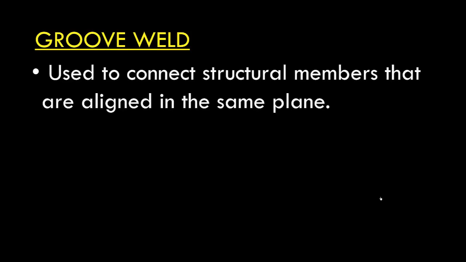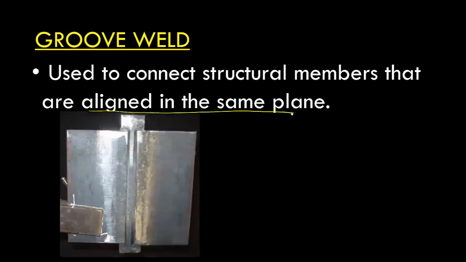This is used to connect structural members that are aligned in the same plane. So groove weld is used whenever we have two structural members aligned in the same plane. Let's say I have one plate here and another plate here, and these two plates are in the same plane. We want to join these two plates using welding, and in that case we have to choose a groove weld.